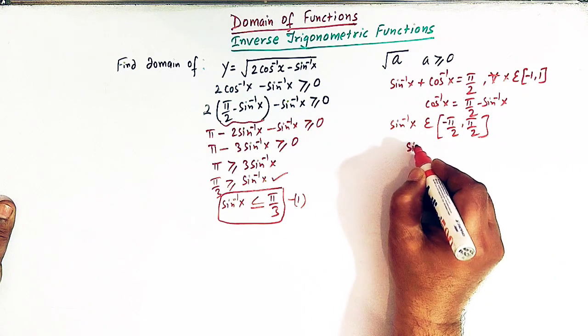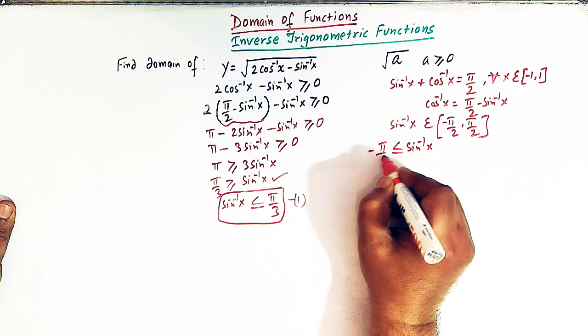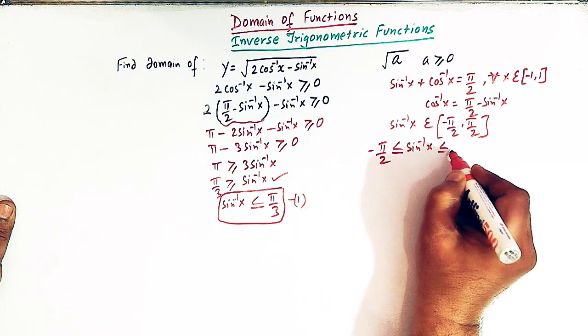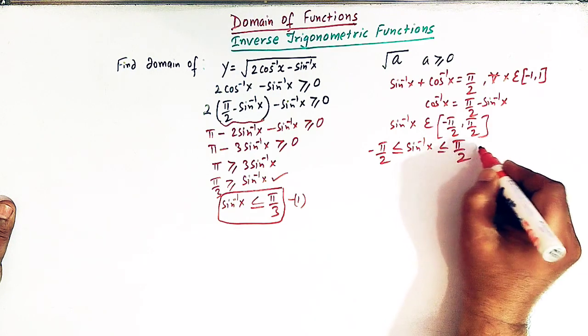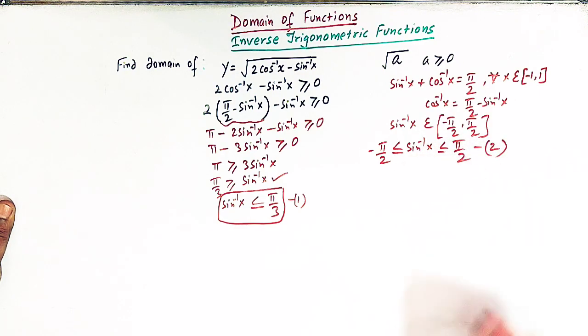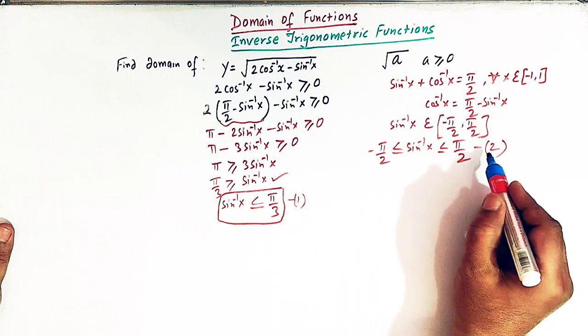So we can also write it like this: sine inverse x is greater than or equal to minus pi by 2, and it is less than or equal to pi by 2. So we can call this inequality number 2. So now we have to merge these two inequalities, right?